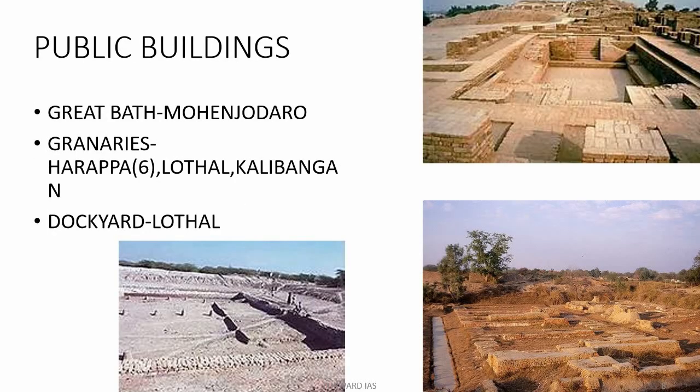Public buildings were the granaries, dockyards, and the Great Bath at Mohenjo-daro. There were six granaries located at Harappa, and there were granaries located at Lothal and Kalibangan. The dockyard was at Lothal, Gujarat. The Great Bath is believed to have some religious importance. It was related to some religious rituals.